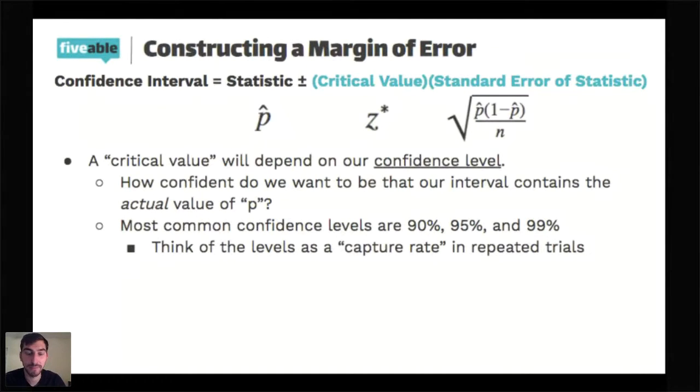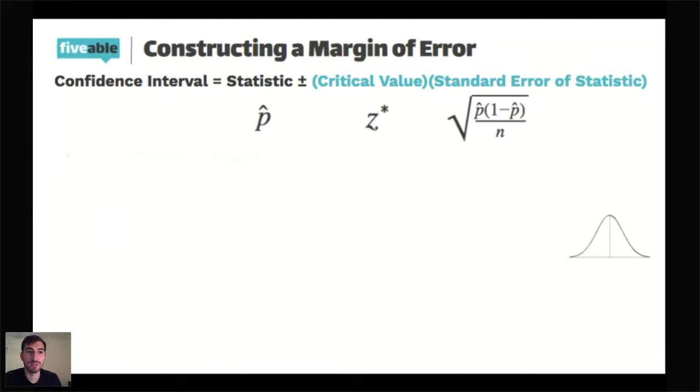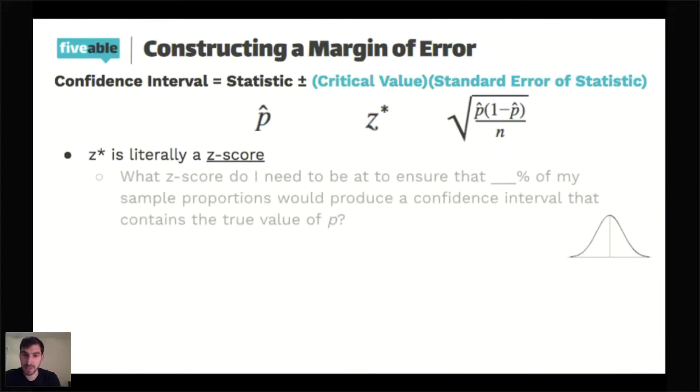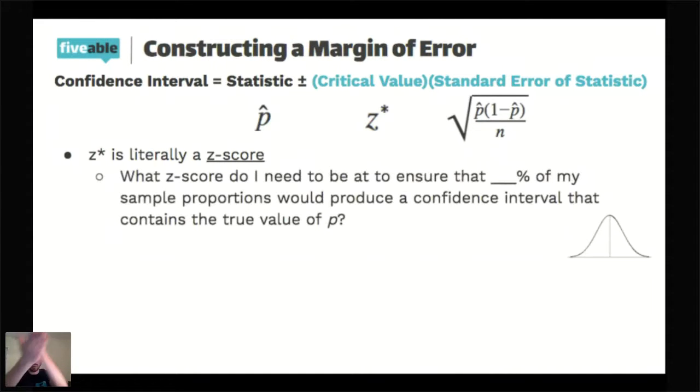Okay. But the reason it's called a z-star is because sampling distributions, when we do it right, have this shape, a nice normal distribution. And with a nice normal distribution, we have z-scores. And so what the z-star is figuring out is what z-score I need to be at above and below 0, above and below the mean, above and below whatever P is supposed to be, to ensure that that percentage of samples would actually have a confidence interval that contains the correct answer.